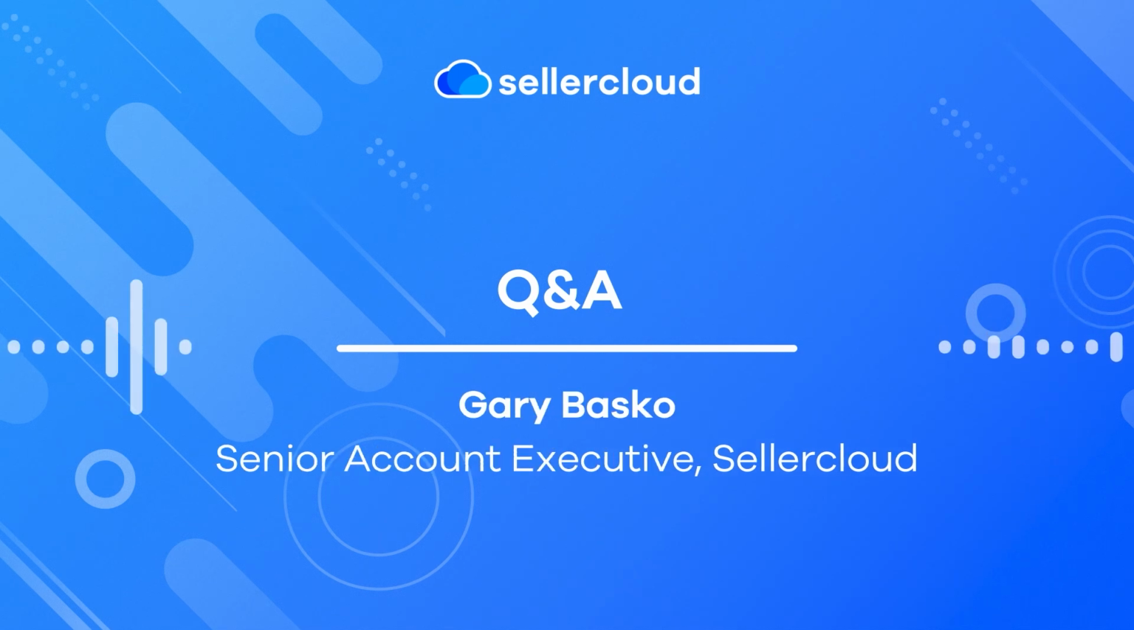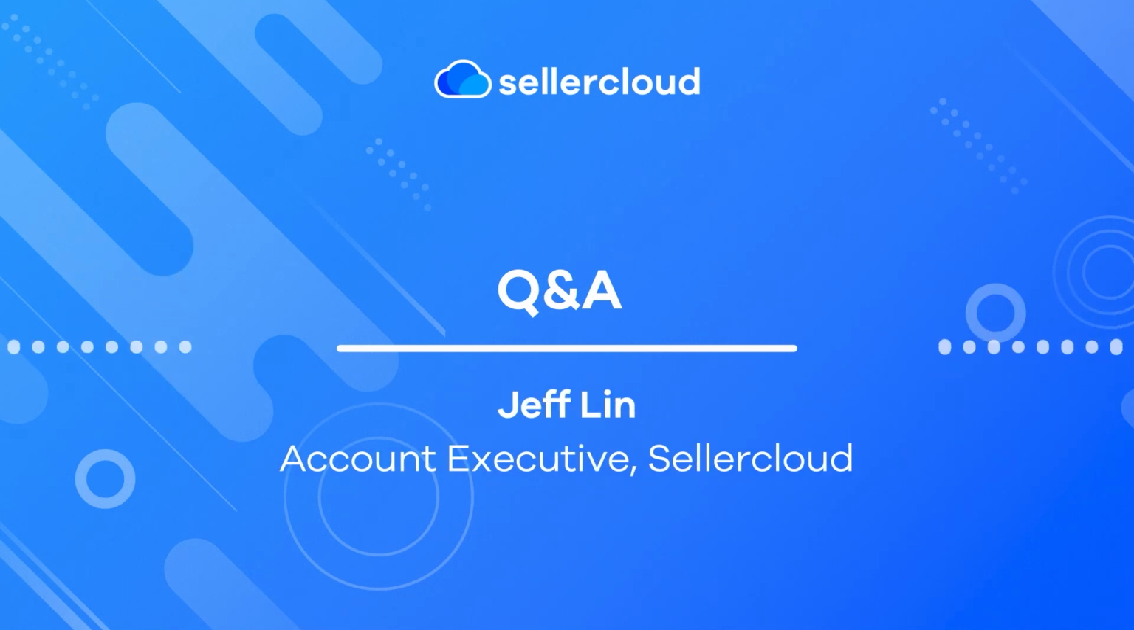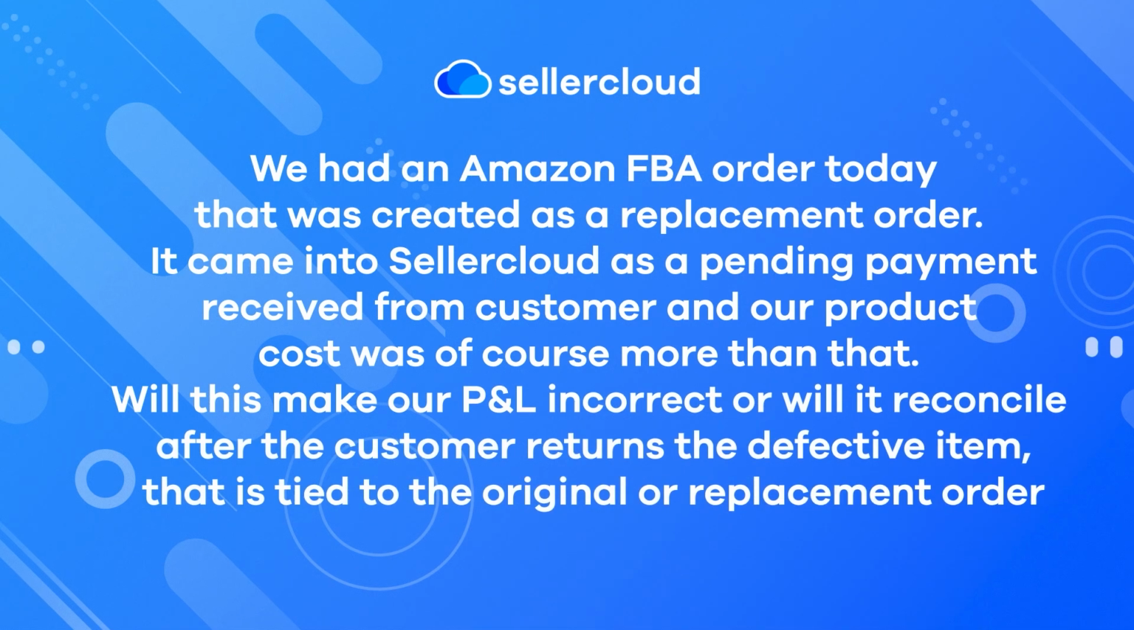Right. Let's see if we have anything else. We've got just a couple of minutes left, and one more question. This question is from a shade here. It says, we had an Amazon FBA order today that was created by Amazon as a replacement order. It came into Sellercloud as a penny payment received from the customer, and our product cost was, of course, more than that. Wouldn't this make our P&L incorrect, or would it reconcile out after the customer returns the defective item and it is tied to the original or replacement order?